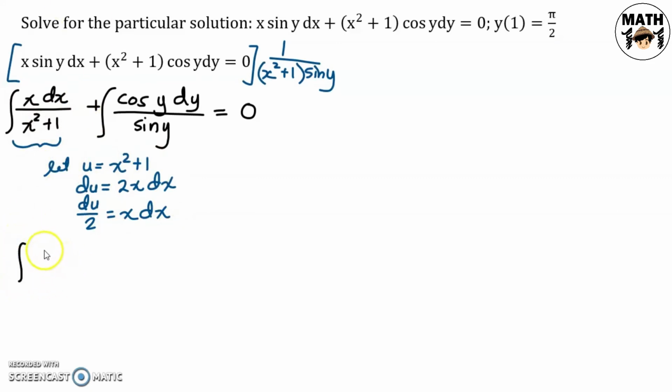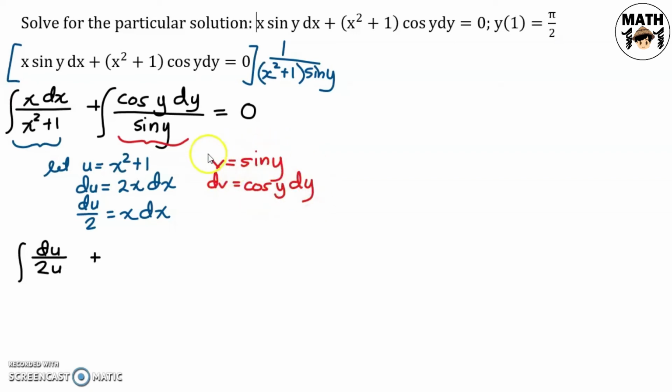So, the numerator is du over 2. And the denominator, x squared plus 1, nilet natin as u. For the second term, pag tinignan natin, yung numerator is also the derivative of the denominator. So, let us say v is equal to the denominator, sine y. Taking the derivative of both sides again, dv is equal to cosine of y dy.